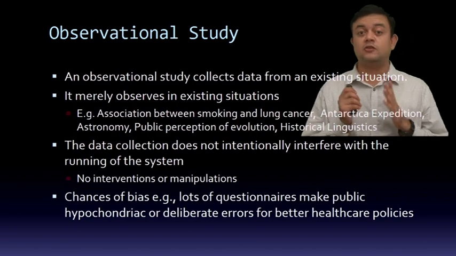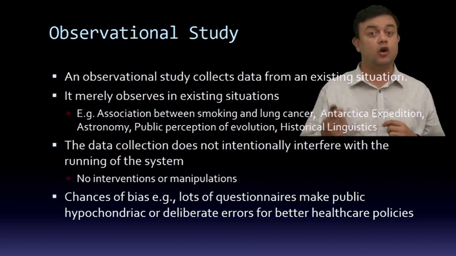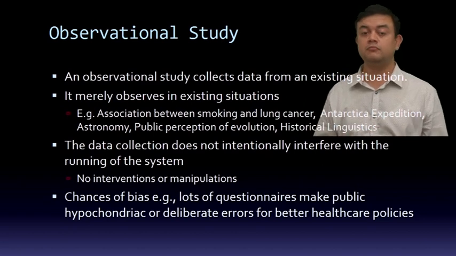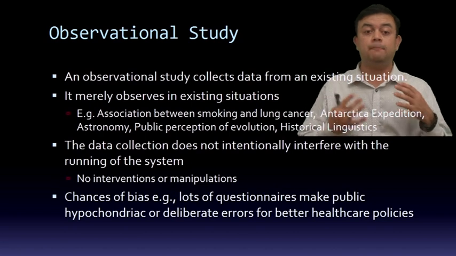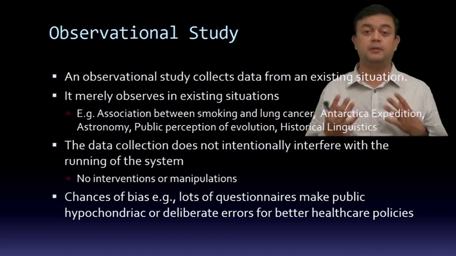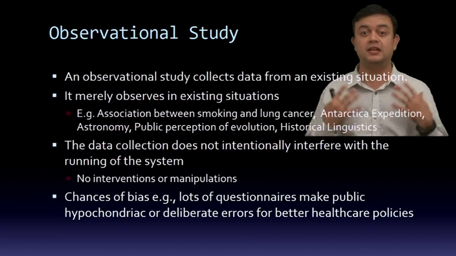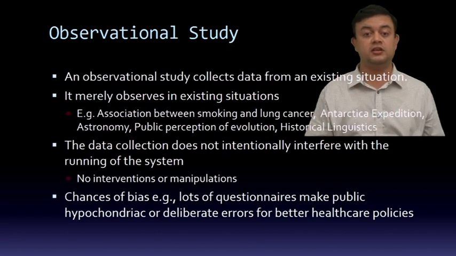The chance of bias is the main problem with this kind of study. Observational studies are prone to different kinds of biases and cognitive biases that we have covered in one of our earlier sessions. You might remember it. Lots of questionnaires make the public hypochondriacal, that is actually the problem. They always think that they must be having some kind of disease, a psychological effect because of the questionnaire surveys.